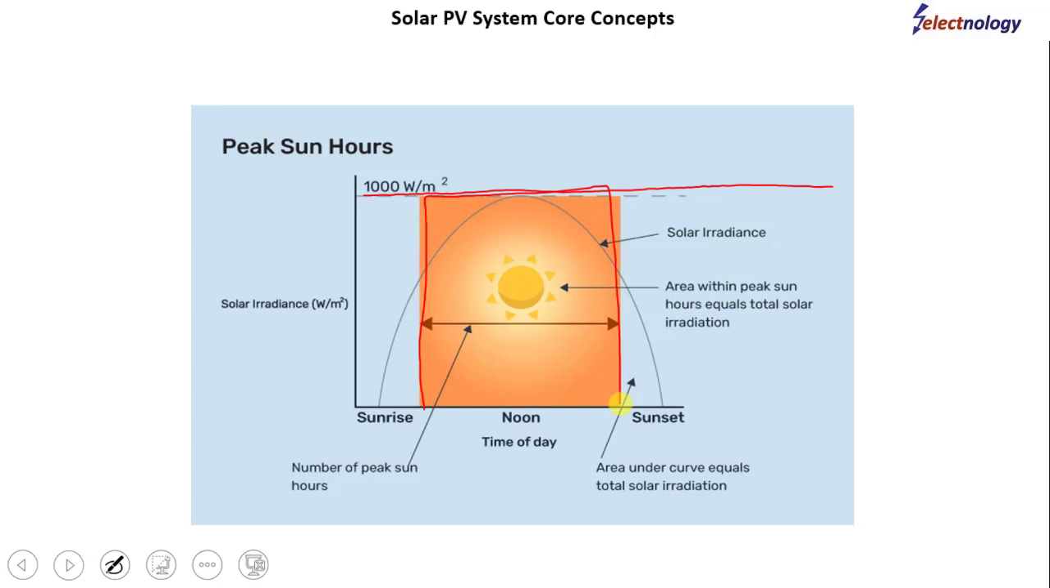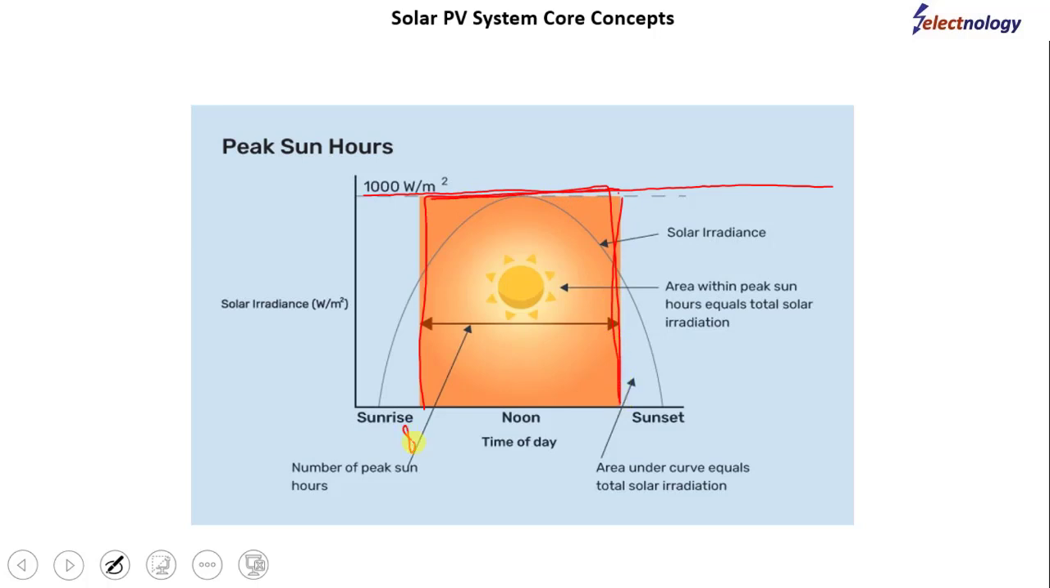Though it doesn't happen in reality, for a moment assume that the sun immediately rises to this position and gets to 1000 watt per meter square at 8 a.m. in the morning, remains steady for the whole day, and suddenly at 4 p.m. its value drops to 0. Then how much time does it have?